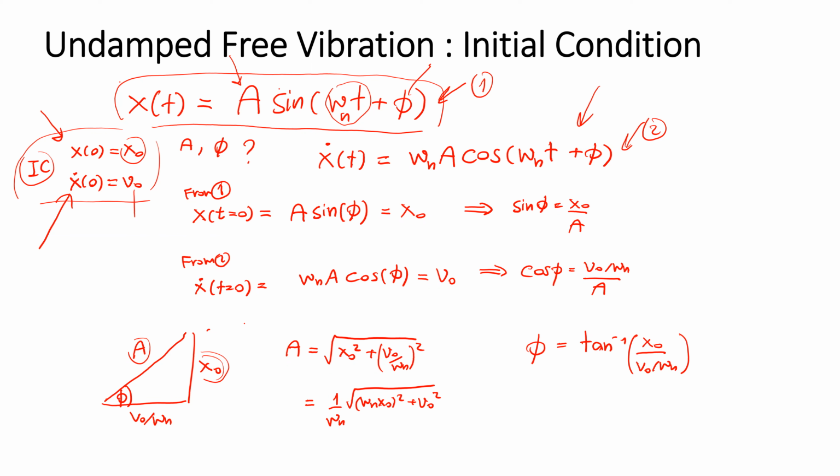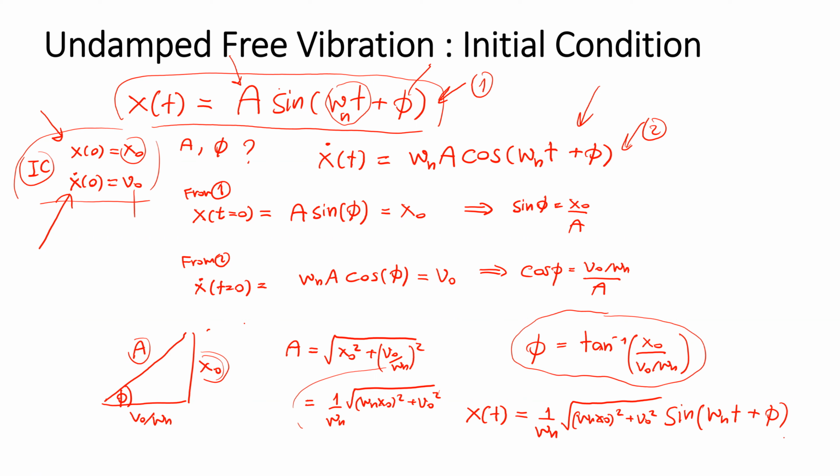So come back to the original form. x(t), A is this complicated thing: 1 per omega n, the square root of (omega n x0) squared plus V0 squared, and sine(omega n t plus phi). Phi is this arctan.